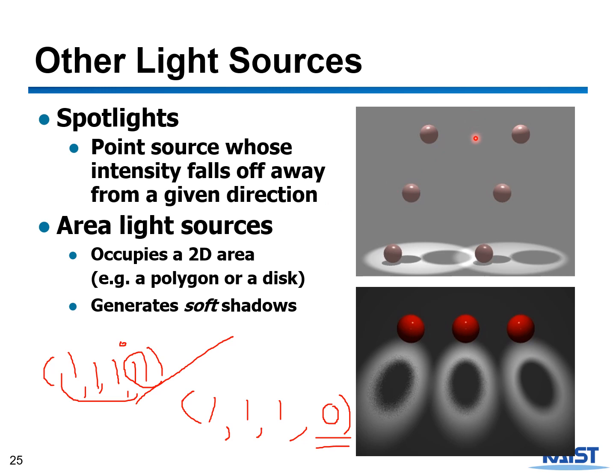Also, there are spotlights. This is a point source whose intensity falls off. There is a point light source here, but the intensity falls off away from the given direction. Here, I wanted to give the spotlight along that direction. The light energy falls off as the light direction moves away. This is the spotlight.